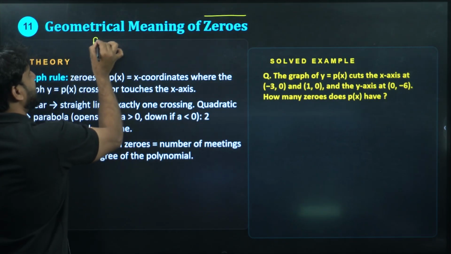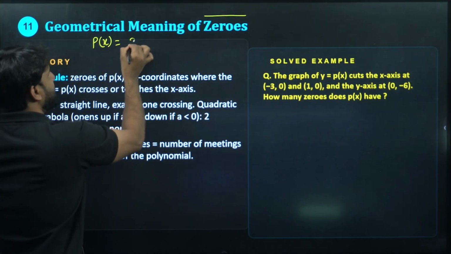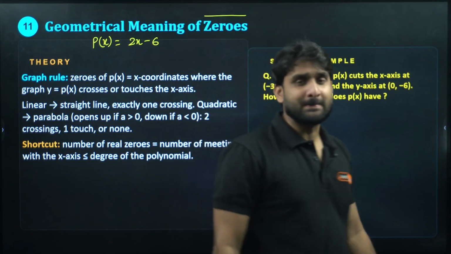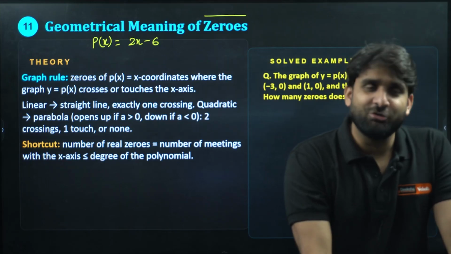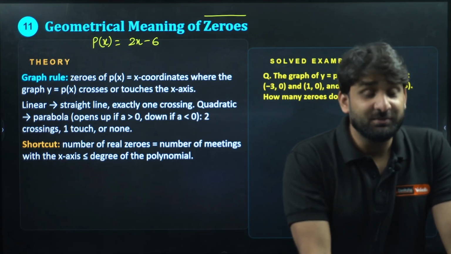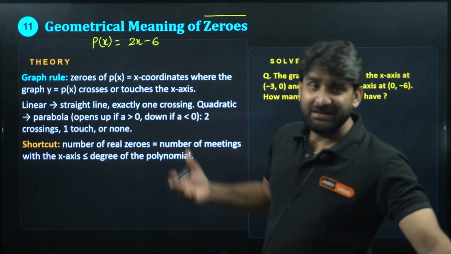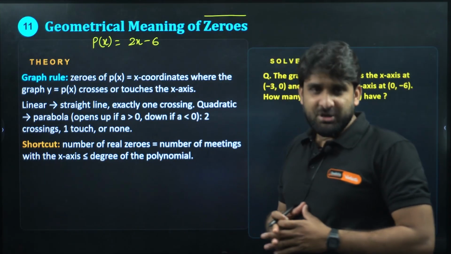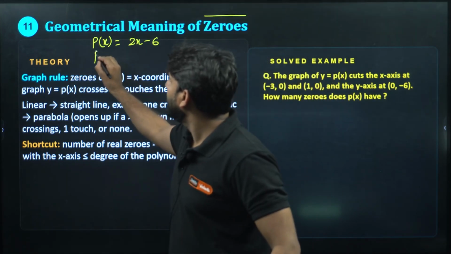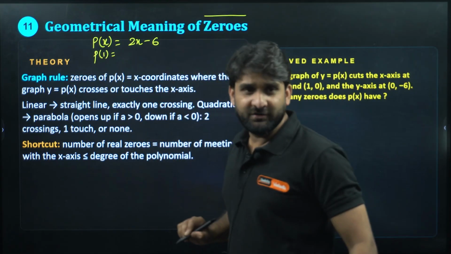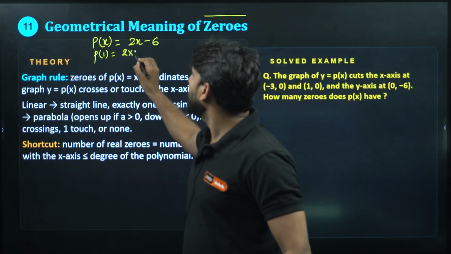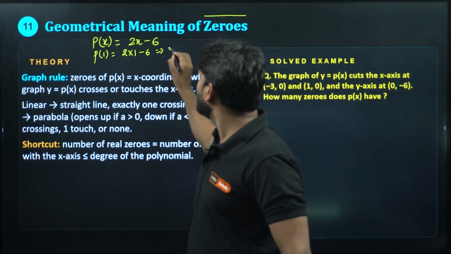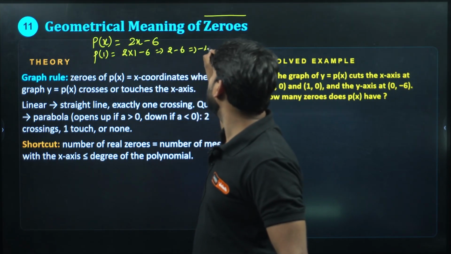So for example champions, I have this polynomial 2x minus 6. This is the polynomial. Now you all have understood the basic concepts of polynomial. This is obviously a linear polynomial because the highest power of x is 1. Now my dear champion, if I put 1 in place of x, what will be the value of the polynomial? 2 into 1 minus 6. So 2 into 1 is 2, minus 6. So the answer will be minus 4.